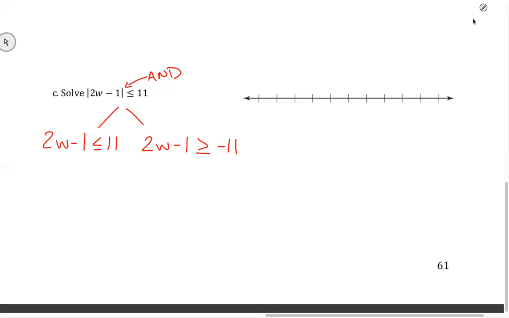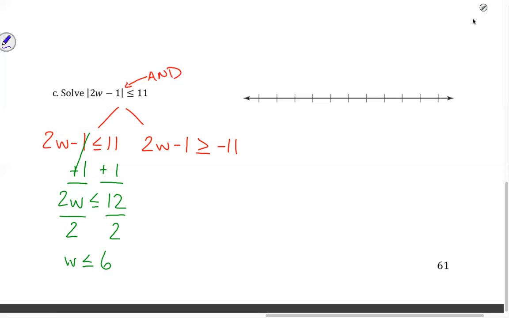Awesome. So Mackenzie, on the one on the left, 2w minus 1 is less than or equal to 11. What would your first step be? To add 1. Add 1. So I'm going to do that in green. So I'm going to add 1, and I get 2w is less than or equal to 12. Then what, Mackenzie? Divide by 2. Perfect. And I have w is less than or equal to 6.